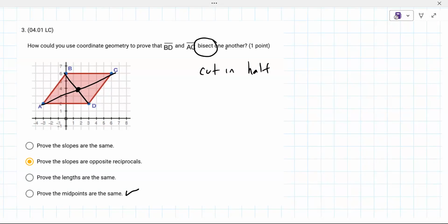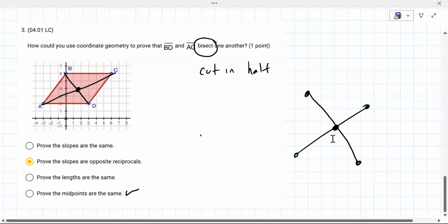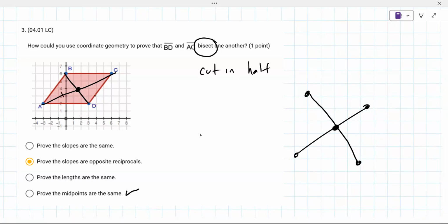So the midpoint being like the middle. Let's draw a line segment. Does it have a midpoint? Yes, the midpoint right there. Now this other one also has a midpoint and it just happens to be in the same place. That's what they're saying here. The diagonals share a midpoint. It means that the segment on the left here is congruent, and the top and the bottom here are congruent. Got it.